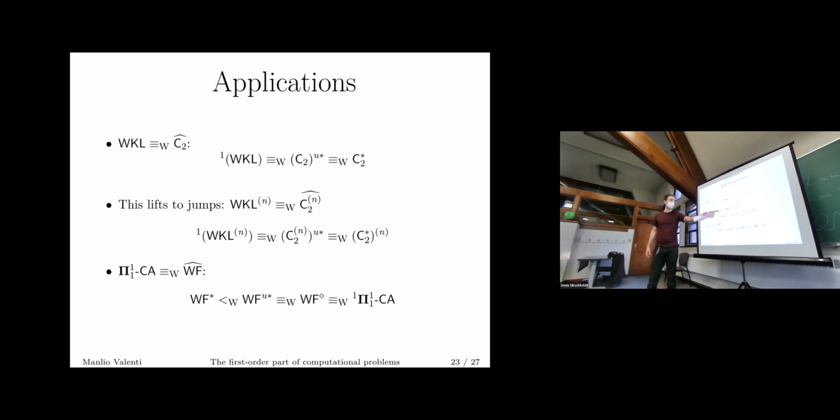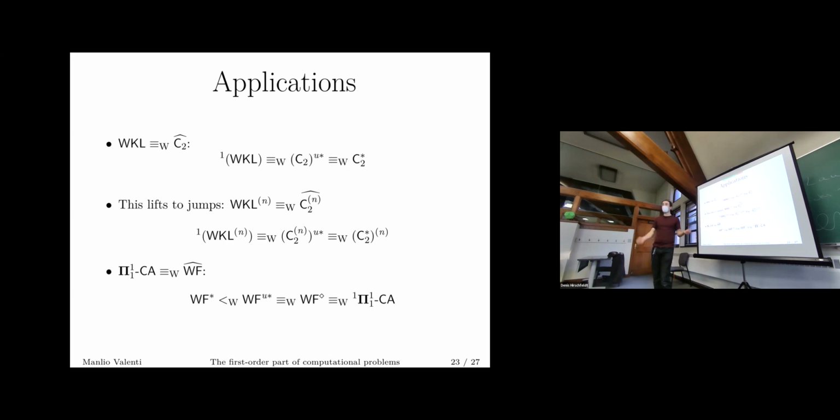So the jump of Weak-Koenig's lemma, in particular Koenig's lemma, is the first jump of Weak-Koenig's lemma. So this at a glance gives you the first order part of Koenig's lemma, for example, but also all the other jumps. And you have a characterization of their first order part in terms of C2.